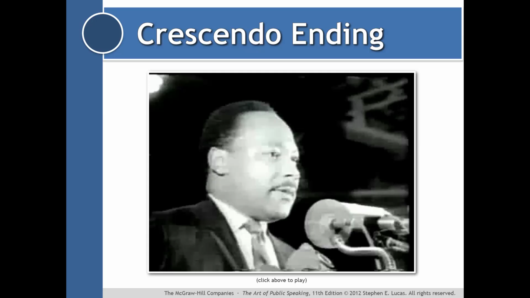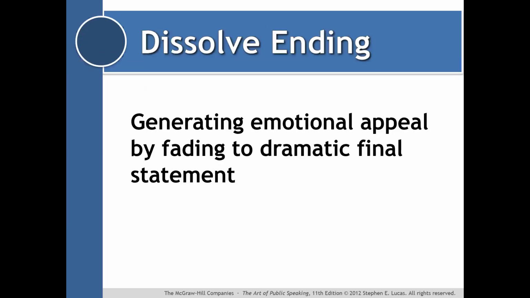Bill Clinton was also famous for these types of endings. And dissolve endings are ones Barack Obama did a lot of when he was in office. You're generating emotional appeal in a different way, sort of the opposite of a crescendo ending. It fades to a dramatic statement, right? It goes down the steps instead of up the steps. And so a dissolve ending is used a lot of times in somber occasions where people want you to reflect.